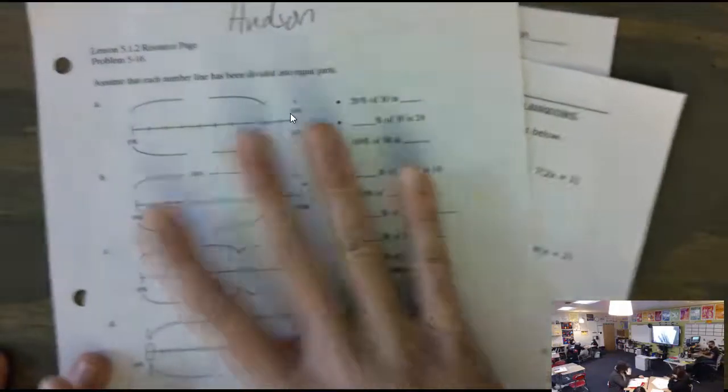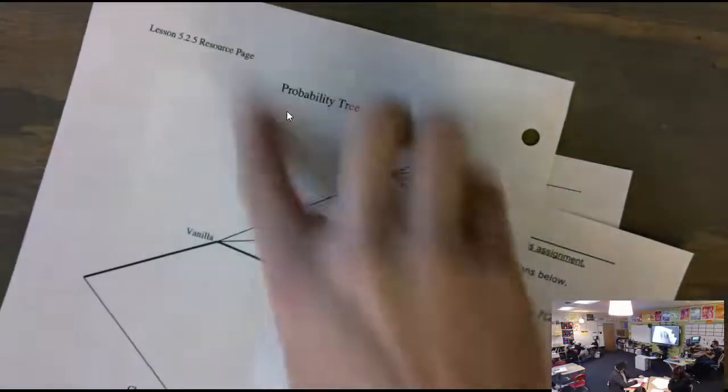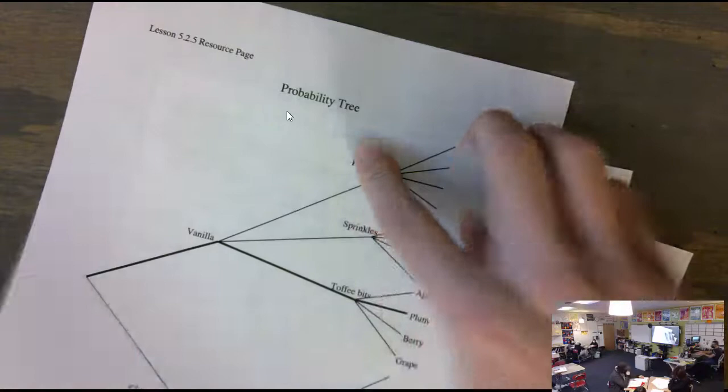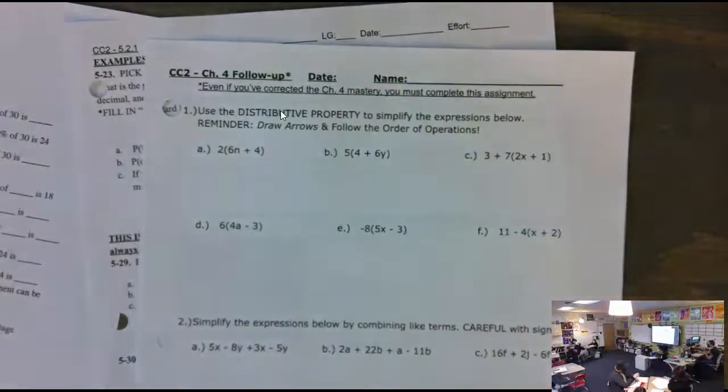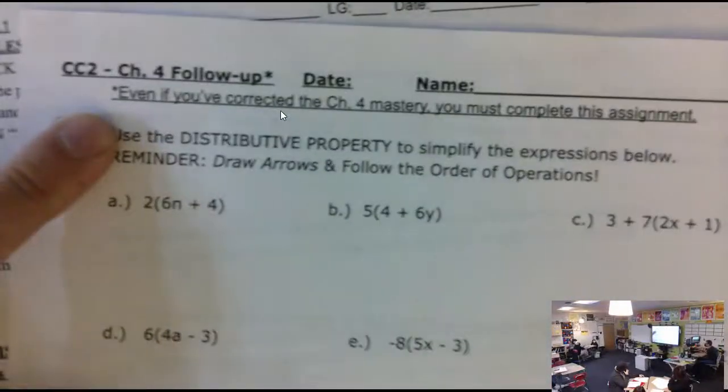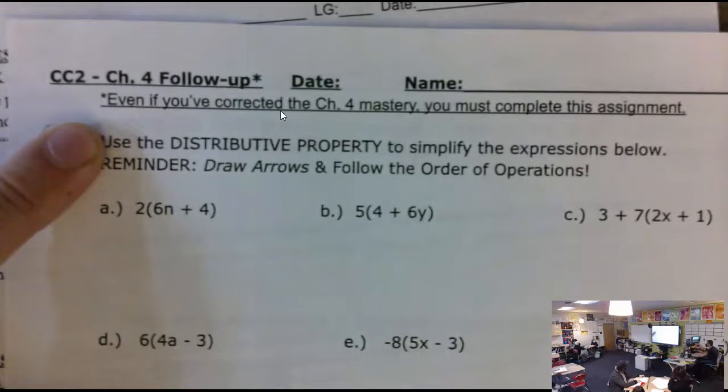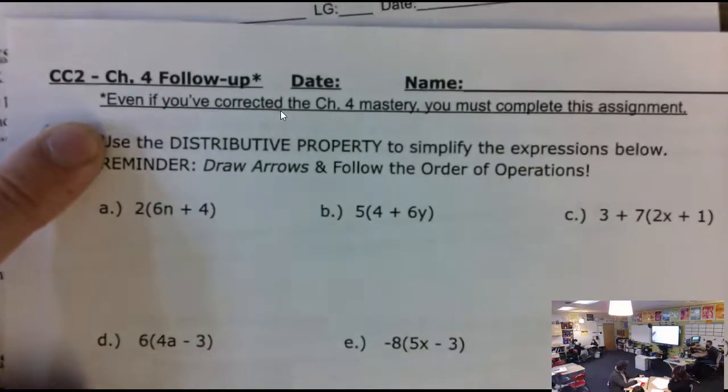So, this is going to become important, and then also we need it next week when we start learning about probability trees. So, you should have that in front of you. You should also have the Chapter 4 follow-up in front of you. Notice, it says even if you've corrected the Chapter 4 mastery, which if you haven't, you need to.